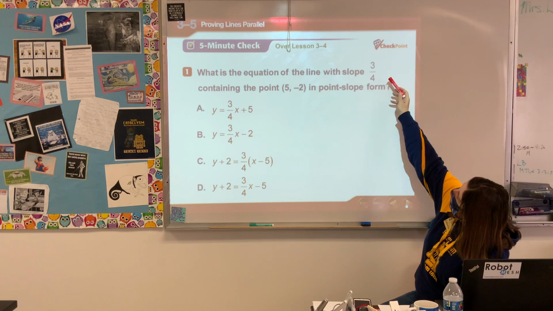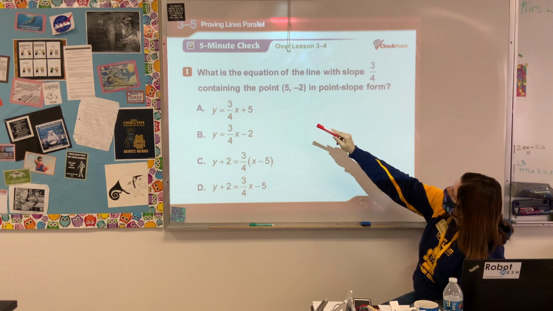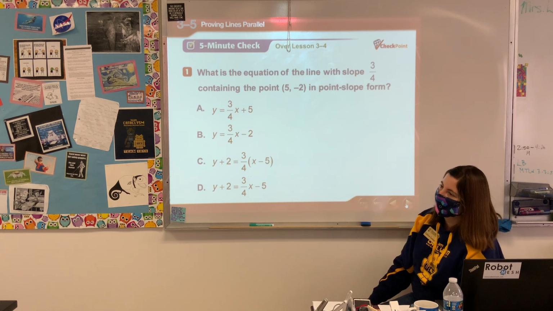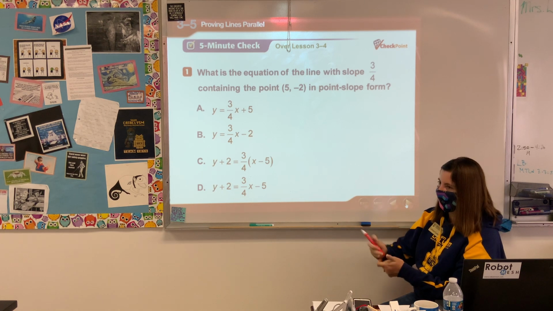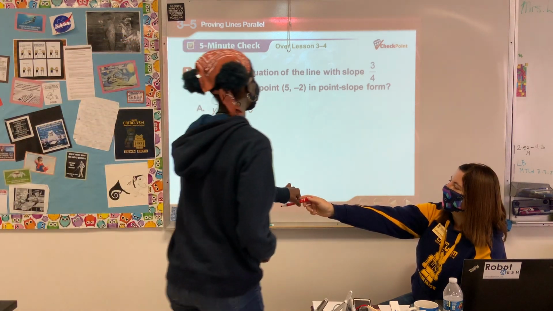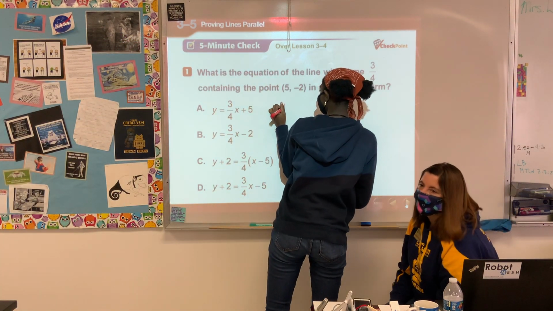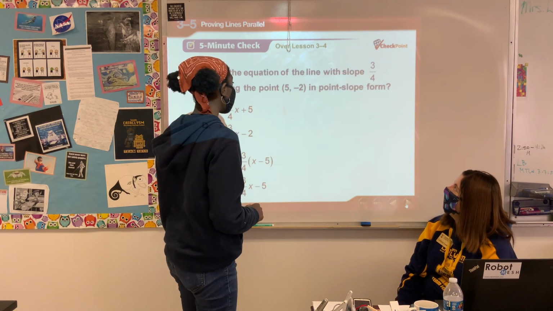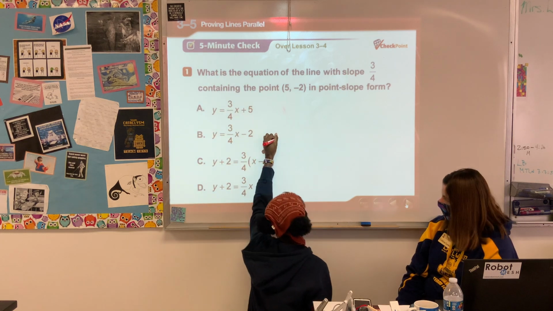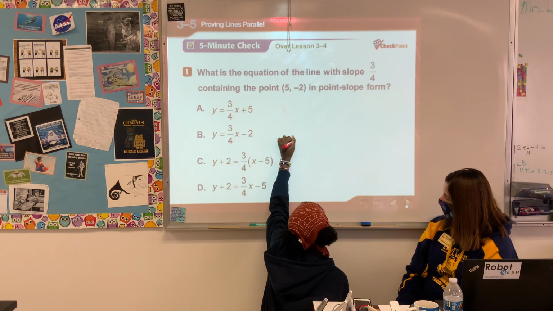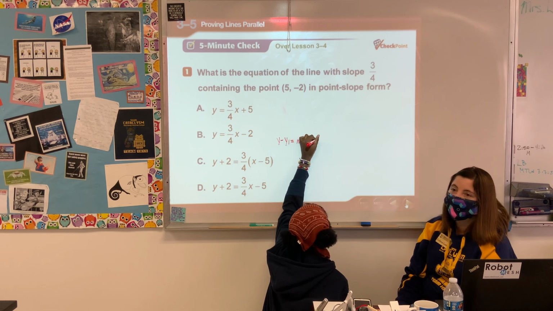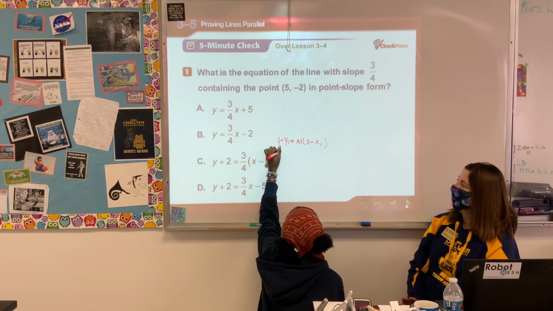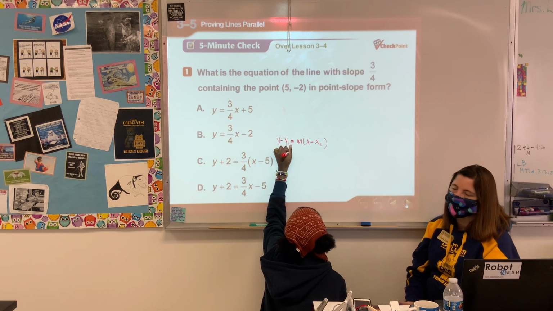It gives us a slope and a point, and they want us to write the equation of a line in point-slope form. You want to do it? Okay, go right ahead. So for point-slope form, we're making use of one of the points, an x and a y, and the slope 3/4. So that's y subtract y1 equals m times x subtract x1.